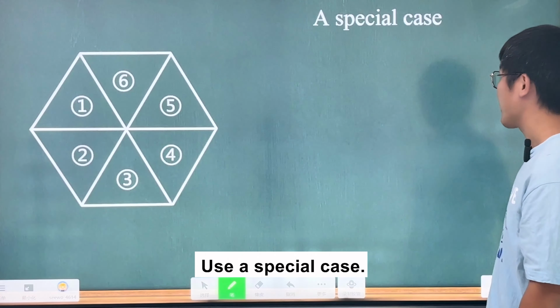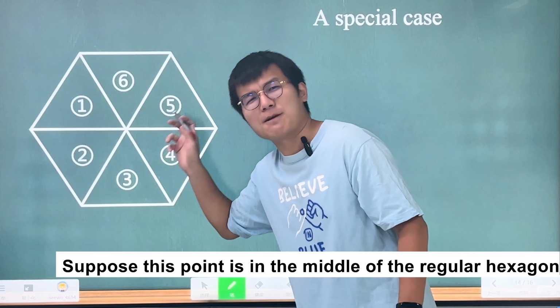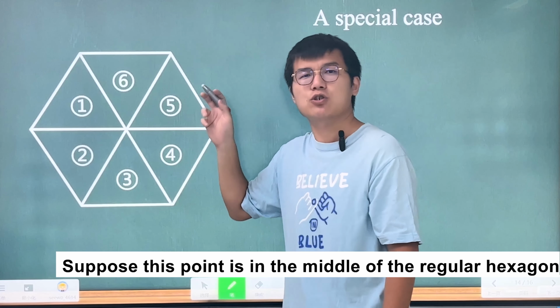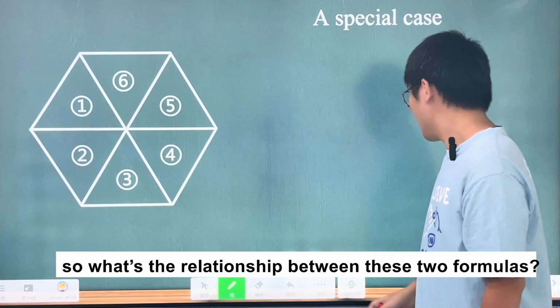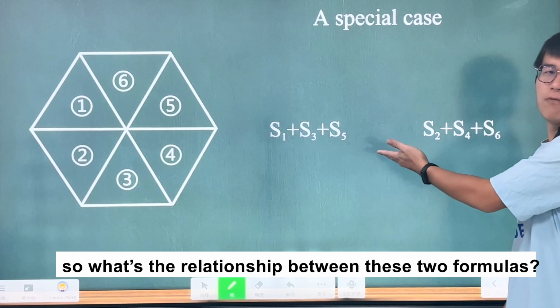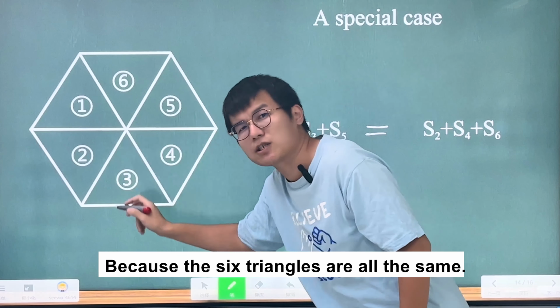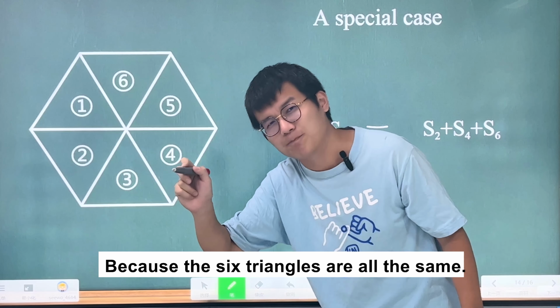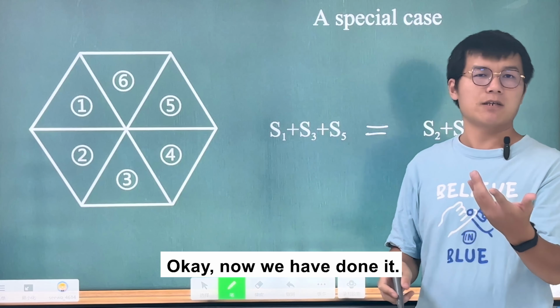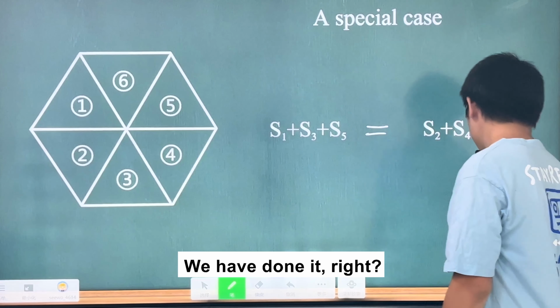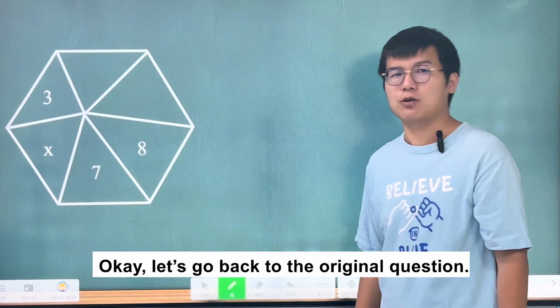Okay, use a special case. Suppose this point is in the middle of the regular hexagon. So, what's the relationship between these two formulas? Yes, that's totally the same. Because the six triangles are all the same. Okay, now we have done it. Okay, let's go back to the original question.